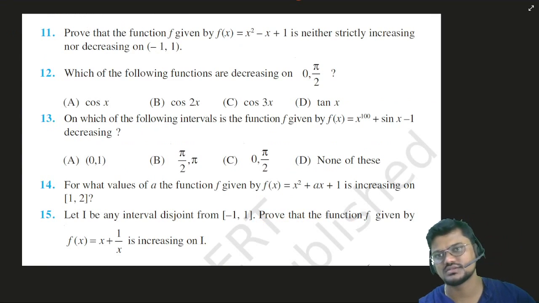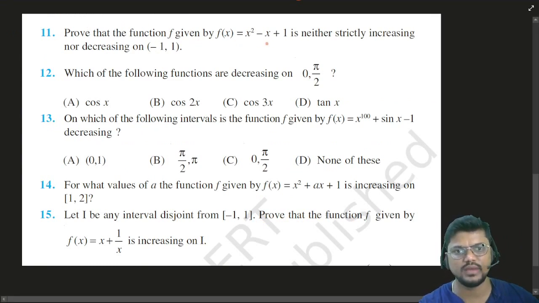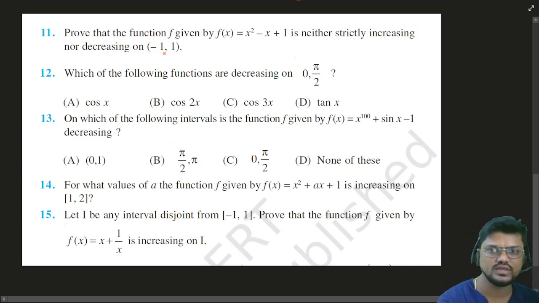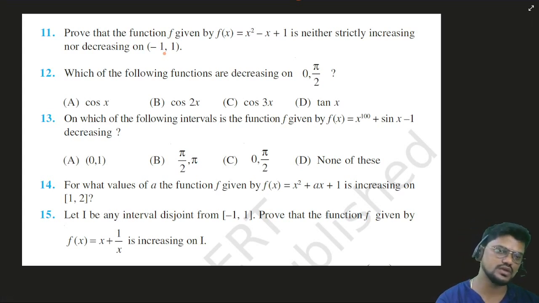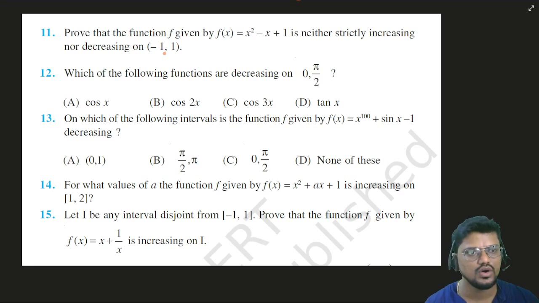Next. Prove that the function f given by is neither strictly increasing nor decreasing. Now, how will you prove that the given function is neither increasing nor decreasing? That means from minus 1 to 1, for some part it will be increasing, and for some part it will be decreasing. So we can say from minus 1 to 1 it is neither increasing nor decreasing. See, for the intervals it should be either completely increasing or completely decreasing. It cannot be both. If increasing and decreasing both are there, then we say it is neither increasing nor decreasing.